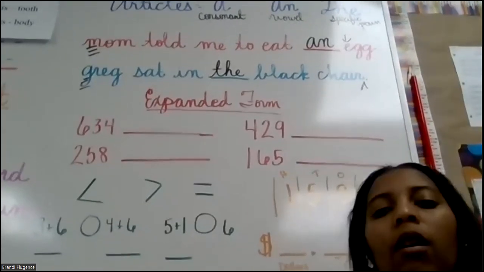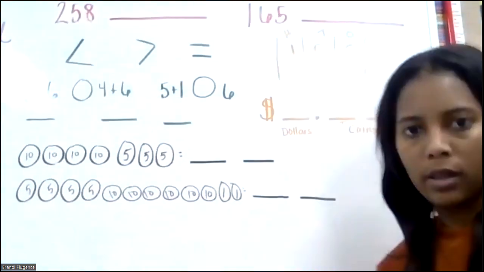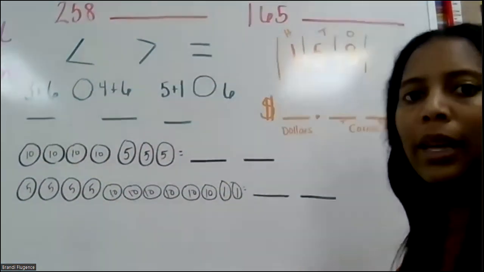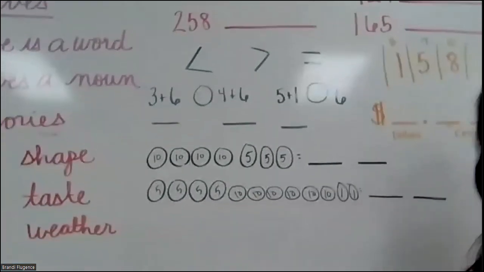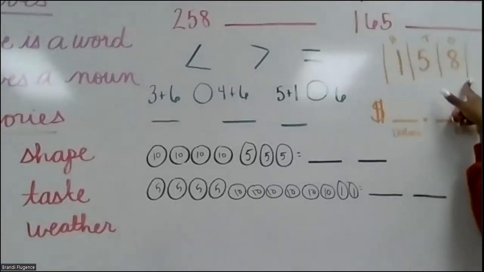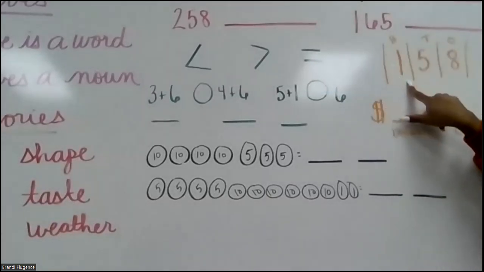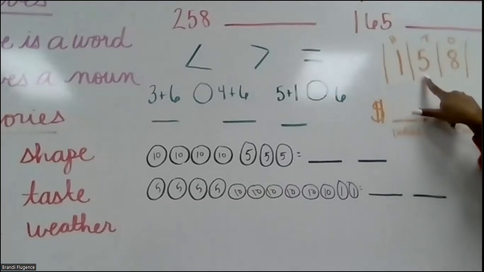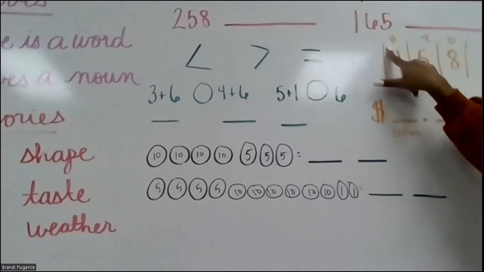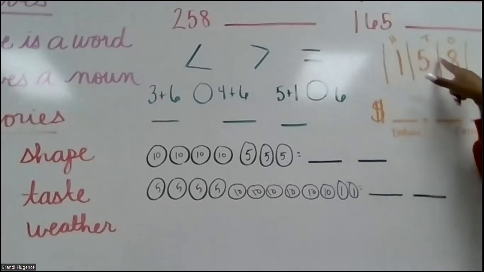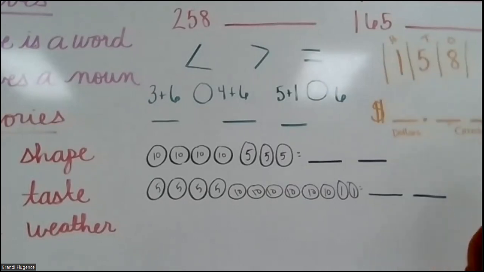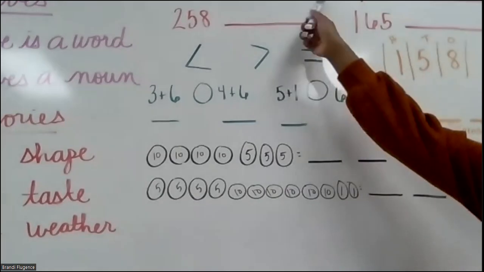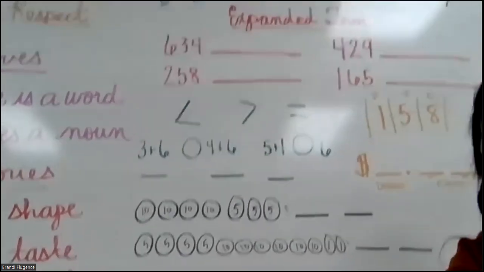We talked about how all numbers have what's called a place. And the place that they're in is their value. So we talked about the hundreds, HTO. So if I have 158, each number is in a place. The 1 is in the hundreds place, 5 is in the tens place, and 8 is in the ones place. Remember we talked about that? Okay, so that's what we're gonna do. We're gonna use that to talk about expanded form.